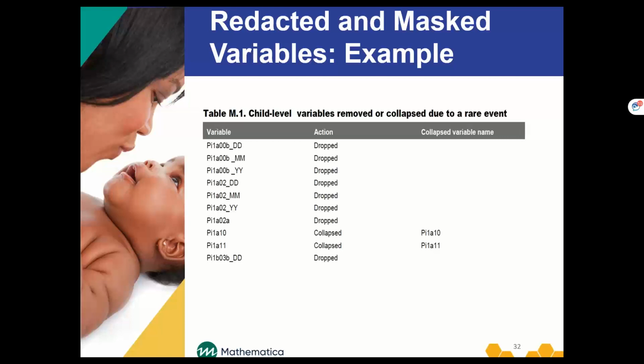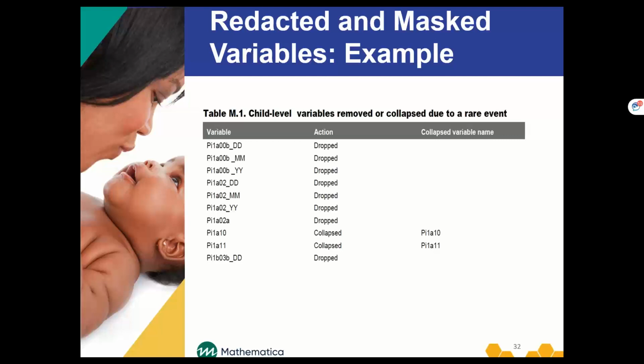Here is an example of the table in Appendix P that details all of the source variables that have been dropped or collapsed due to rare events. We created this table so that you are able to reconcile the differences between the instruments that are annotated with variable names and the variables found in the data files.